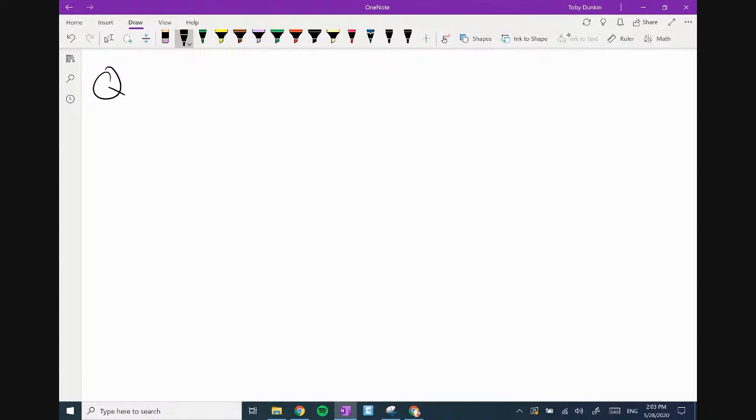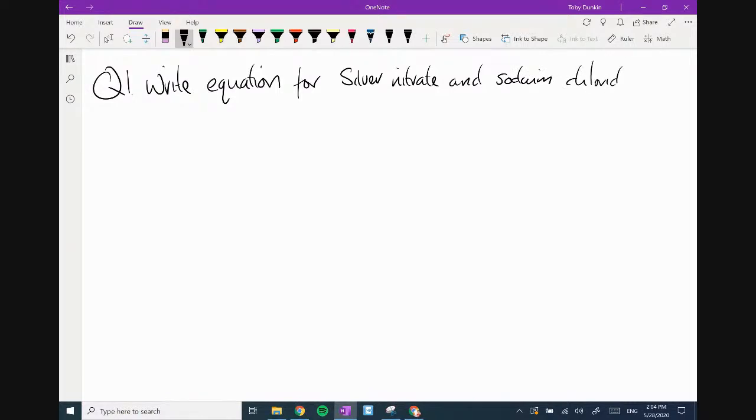Question 1. Write equation. I'm going to start off easy and get harder. Write equation for silver nitrate and sodium chloride reaction. Include state symbols. This is the first time you'll ever see this. It's very rare to see that at GCSE. It's usually 1 on an entire GCSE paper. It becomes more common at A-level, though it's still particularly rare. It's not common, but include state symbols.